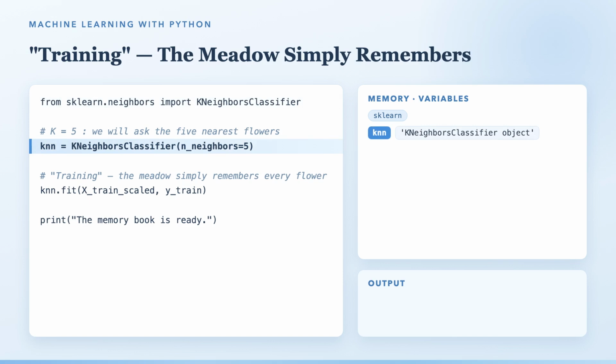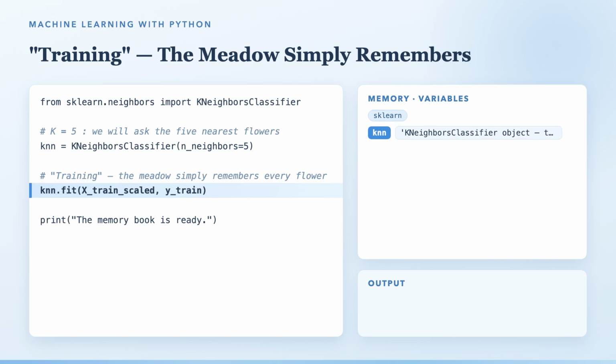This is called lazy learning, and it isn't an insult. It's a strategy. Most models do their thinking during training, so predictions are instant. KNN does the opposite. It postpones all of its thinking until the moment you actually ask a question. Remember now, think later, which means the interesting part, the real work, happens at prediction time. And that's exactly where we're going next. The mystery flower is still waiting on the path.